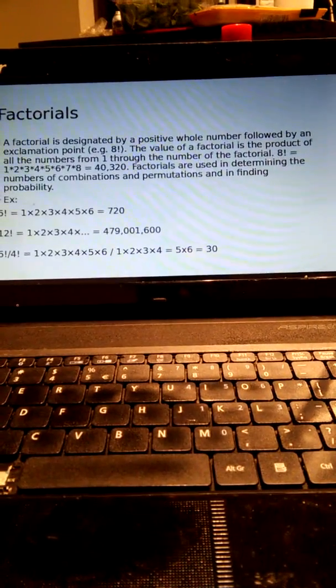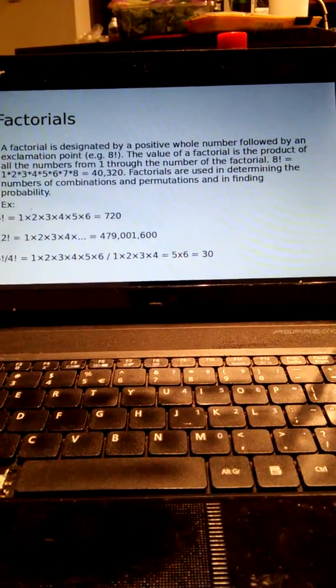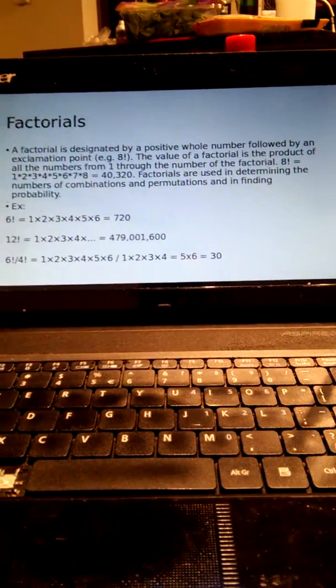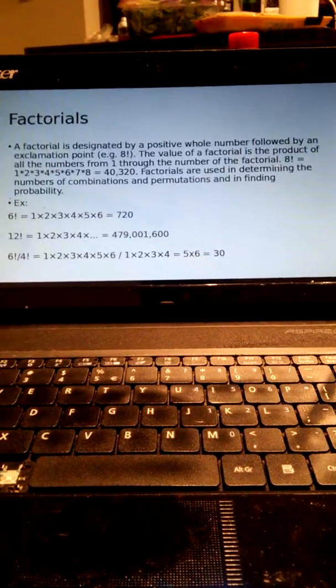I'm not going to read through everything, but factorials are widely used when you're trying to figure out combinations and permutations regarding probability.